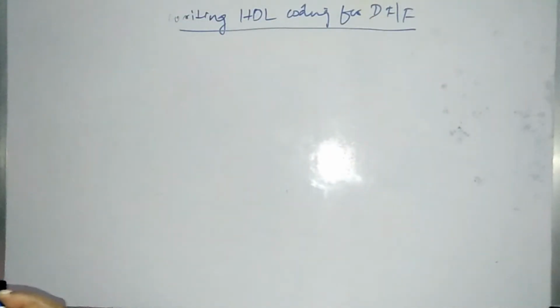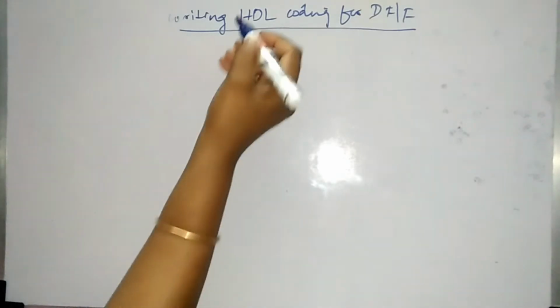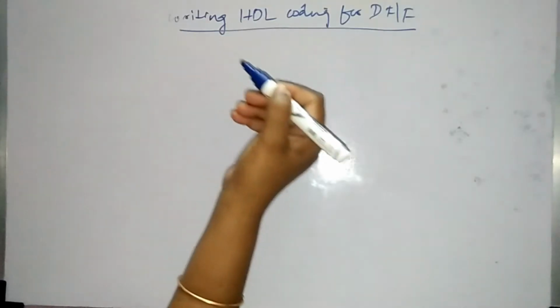Students, as I've already discussed, to write VHDL code we have to know the basic operation of a device, as we saw in the combinational circuits. So let us code for the D flip-flop.